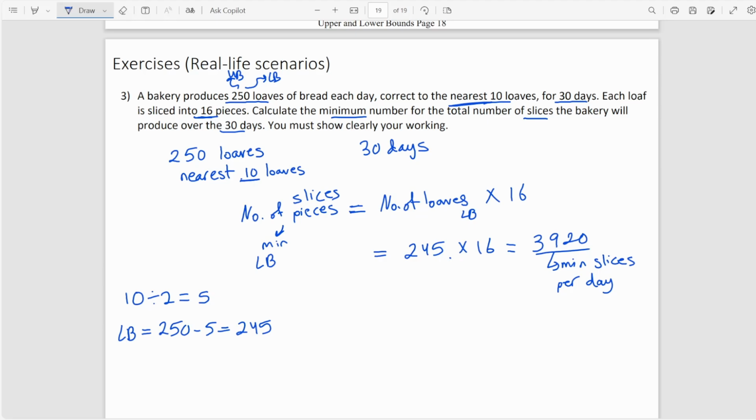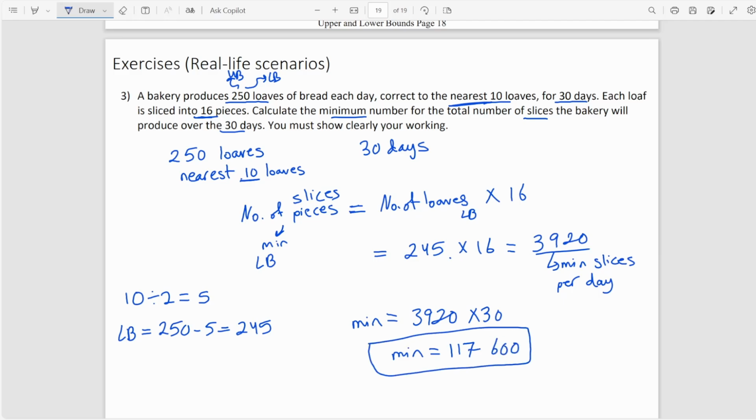Now, if I want to know the minimum overall, I will multiply 3,920 pieces per day multiplied by the period of 30 days. And so we get that the minimum is equal to 117,600 slices. Okay.